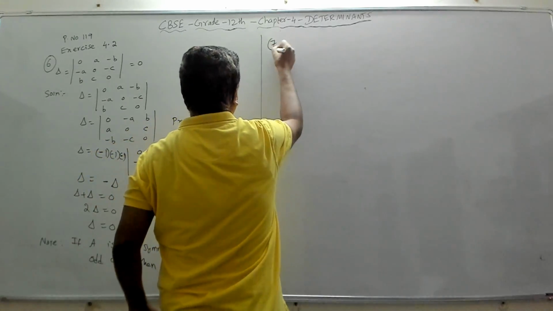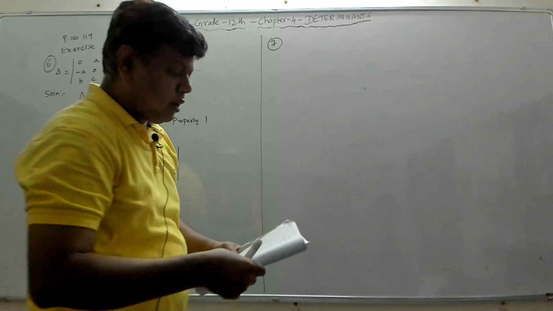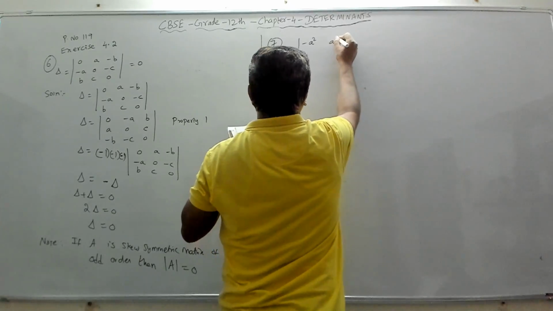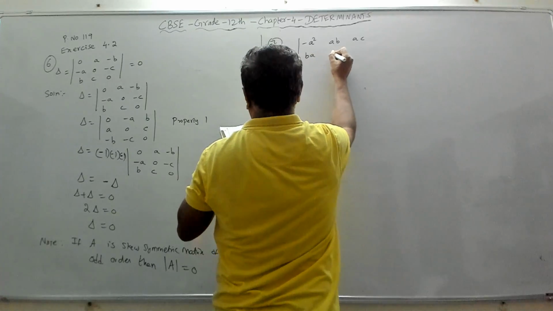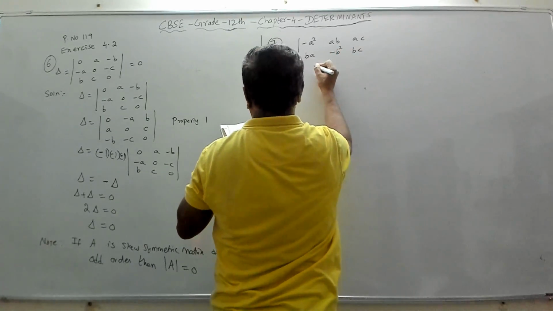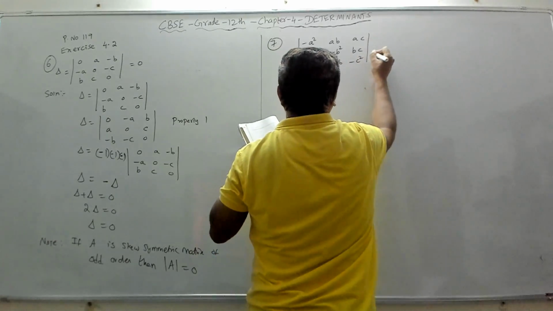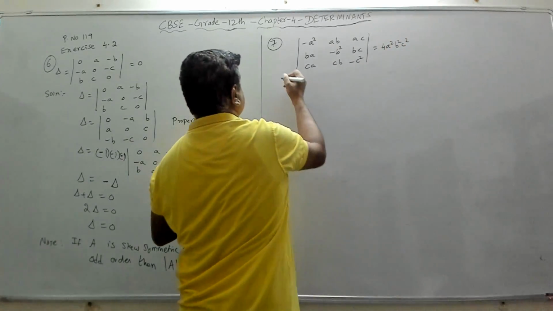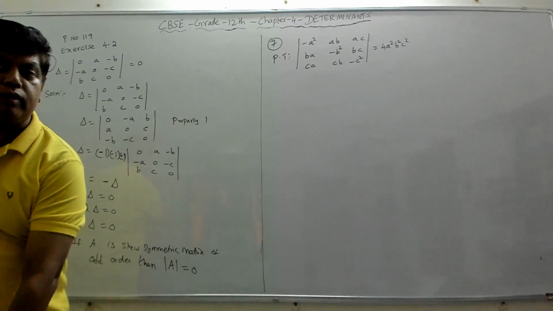So problem number 7 is, it is given the determinant with rows: minus a square, ab, ac; ba, minus b square, bc; ca, cb, minus c square. We have to prove that the value of this is equal to 4a square, b square, c square.